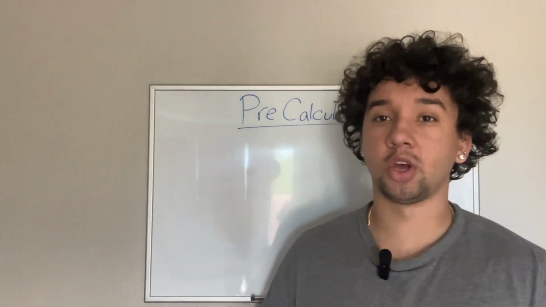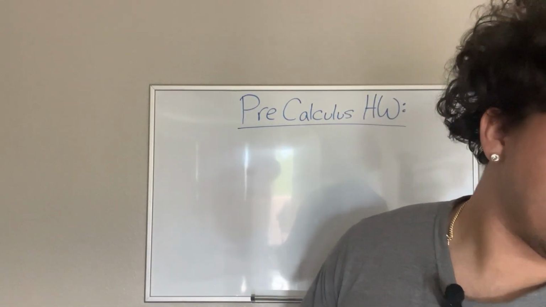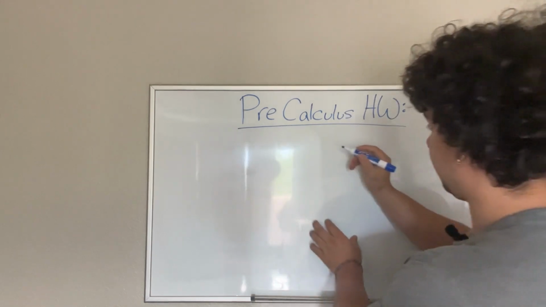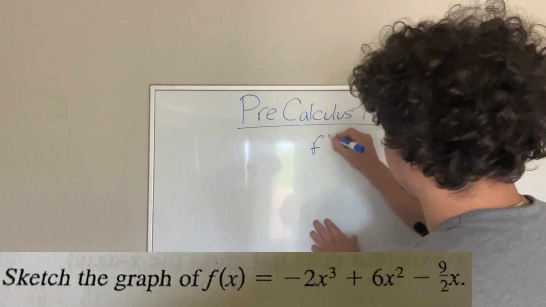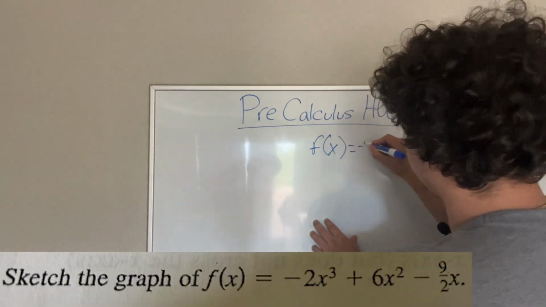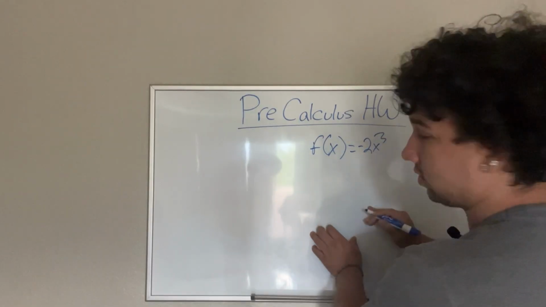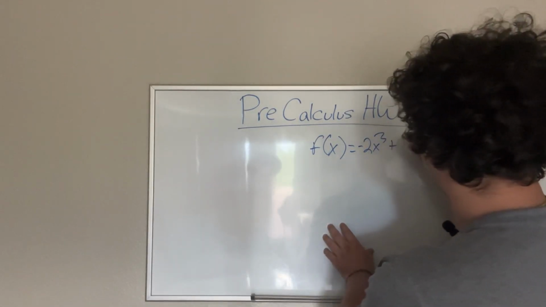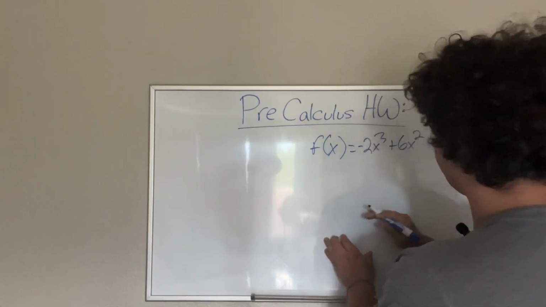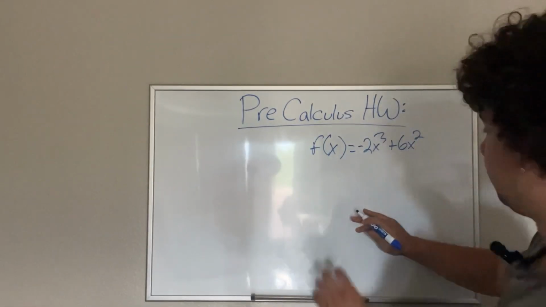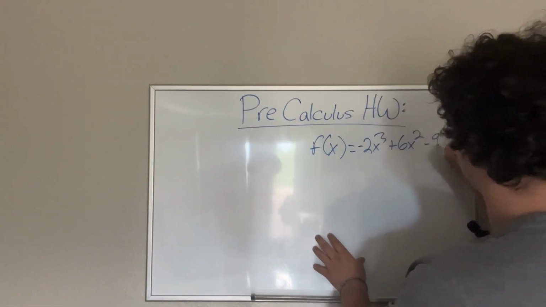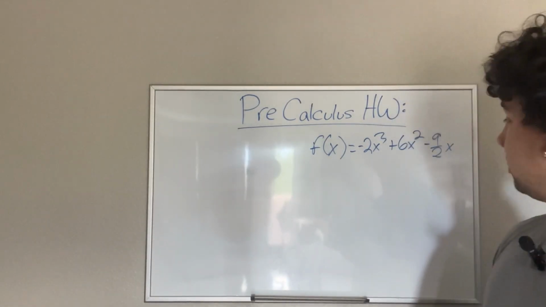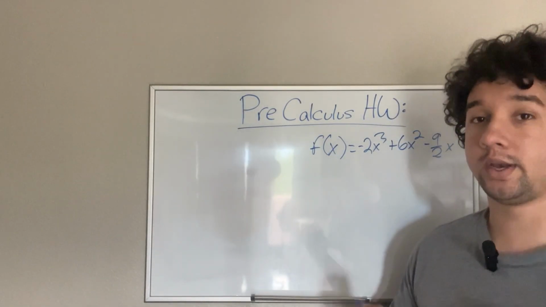All right. So the first question here is going to be sketching the graph. I was given kind of a weird graph here. Looks like f of x is equal to negative 2x cubed plus 6x squared minus 9 halves x.